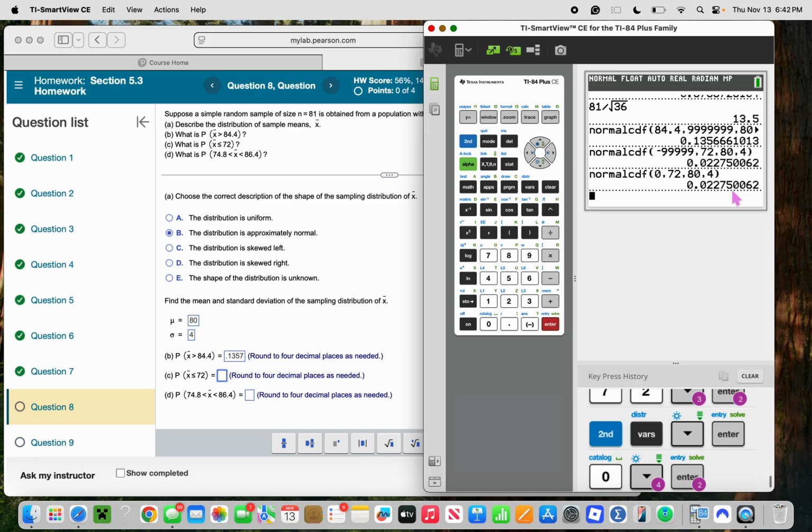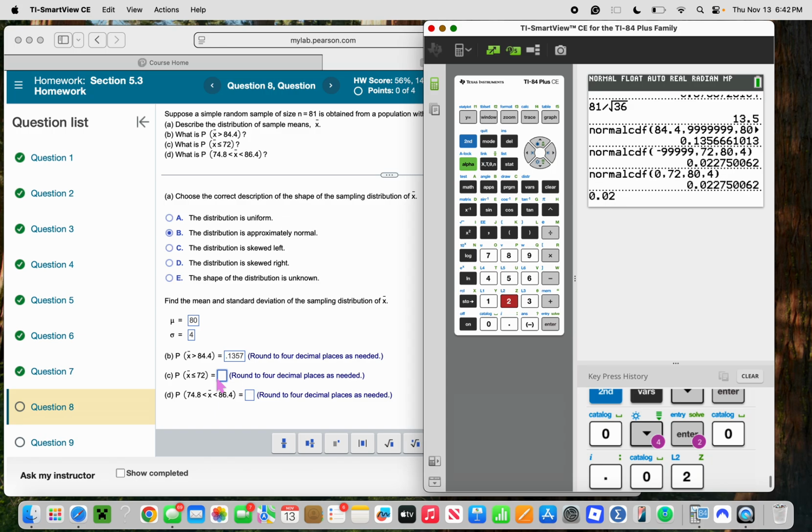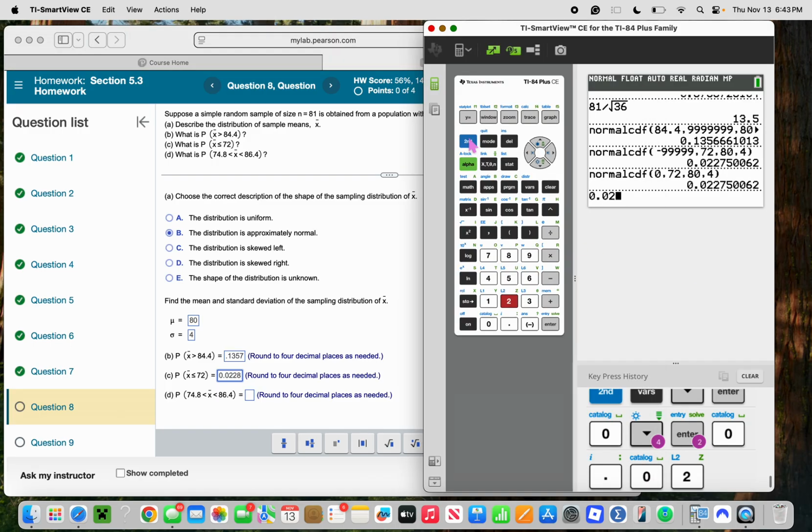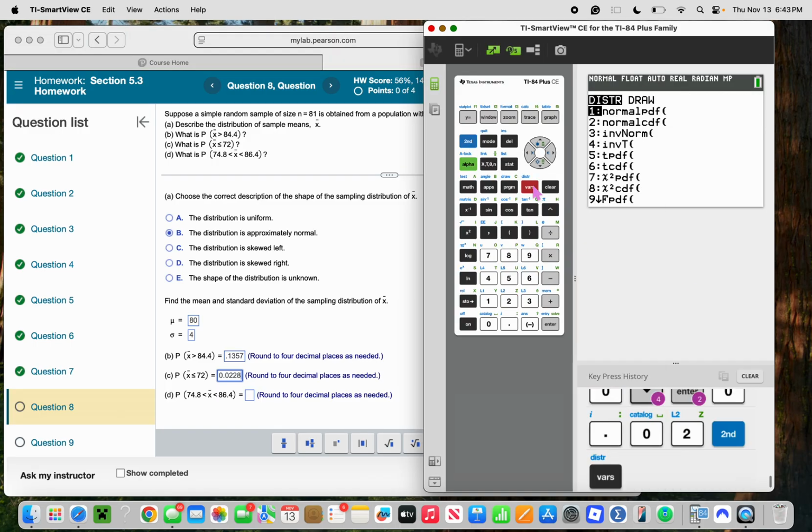didn't make a difference. So then we have 0.0228. And then between 74.8 and 86.4, 2 standard deviations away is going to be 8 away, so that's going to be 72 to 88. So it's going to be less than 95%, so we can see that.